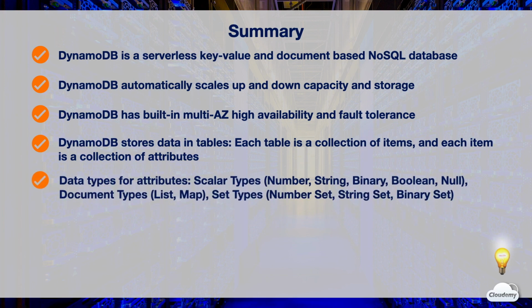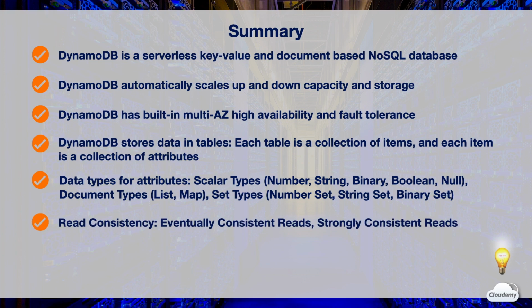DynamoDB supports several data types for attributes within a table. A scalar type attribute can hold exactly one value. The scalar types include the number, string, binary, boolean, and null types. A document type can represent a complex structure with nested attributes. The document types include list and map. A set type can represent multiple scalar values with the same type. The set types include the number, string, and binary sets.